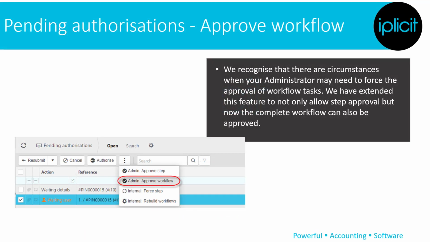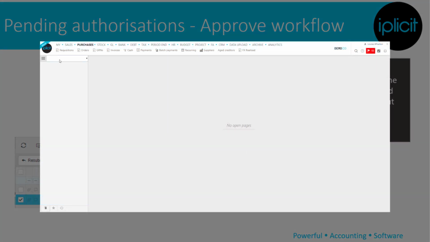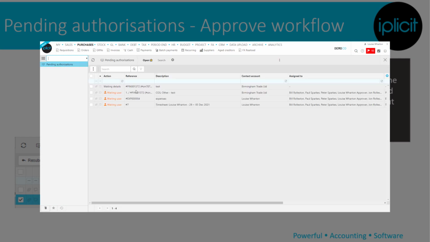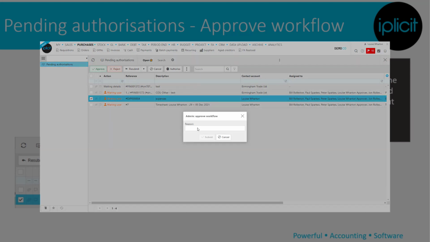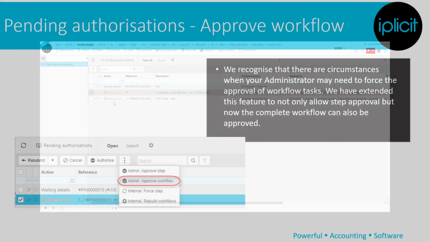Next, we're going to take a look at the new feature authorizing pending authorization workflows as an admin user. Just like we could do for approving steps, this will only be available to users with the correct user permission assigned. To authorize a pending workflow as an admin user, click on the ellipsis and select the option. Give it a reason and click Submit.